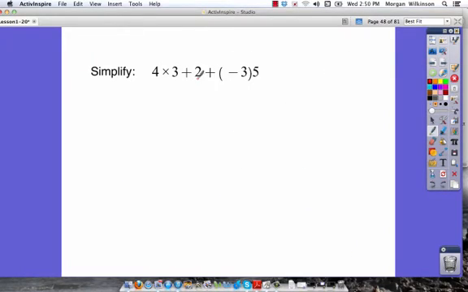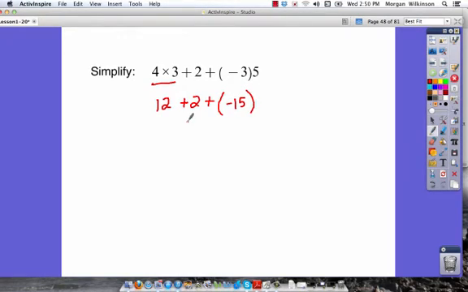Now let's look at a problem that we need to simplify. In this problem, we're looking at 4 times 3 plus 2 plus negative 3 times 5. We do have to pay careful attention to the order of operations. We're first going to do 4 times 3. That's 12. We have 12 plus 2 plus negative 3 times 5. Multiplication goes before addition every single time. Negative 3 times 5, the opposite of a positive, is negative, so that must be negative 15.